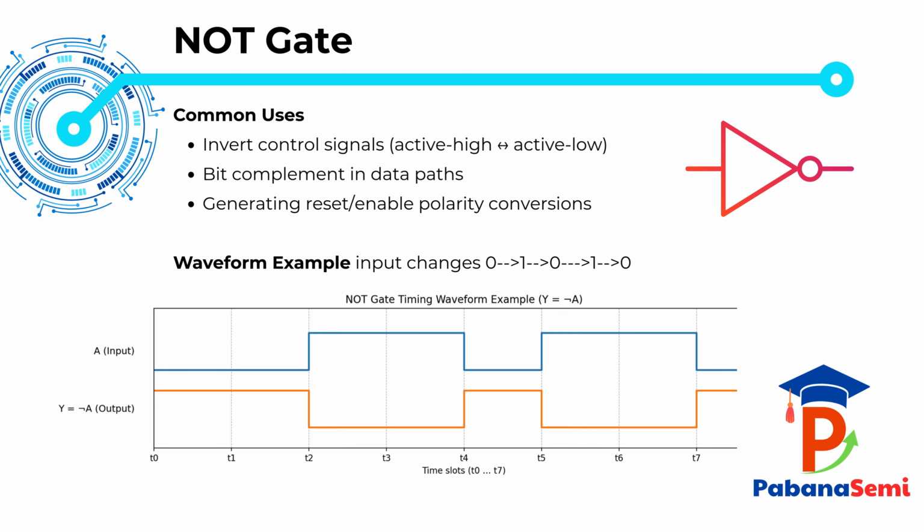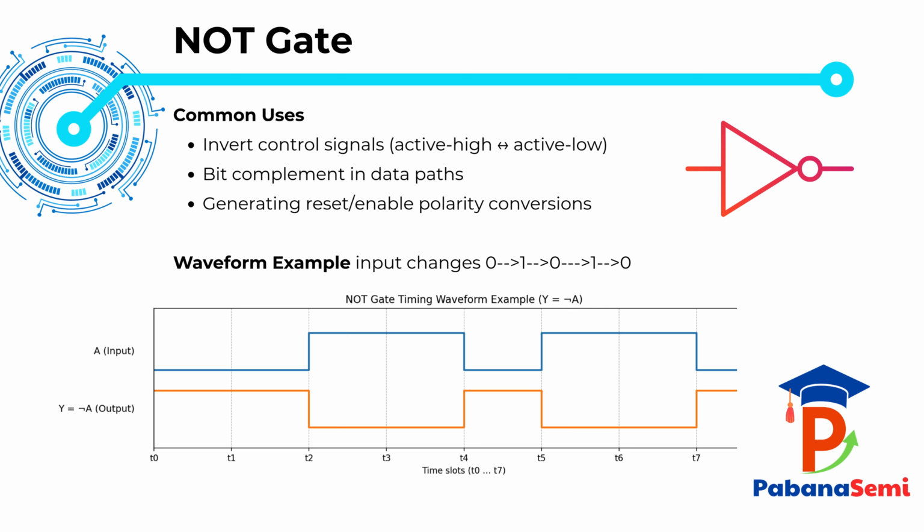Now, observe the waveform example at the bottom. The top trace is the input A, and the bottom trace is the output Y, which is Y equals NOT A. As A changes over time, like 0 to 1, then back to 0, you can see the output always does the opposite. When A goes high, Y goes low.